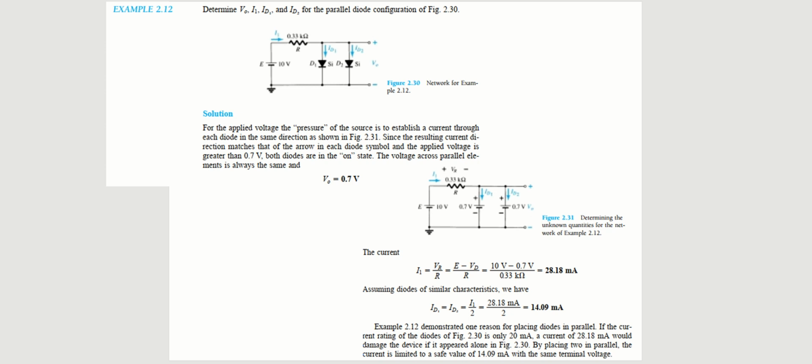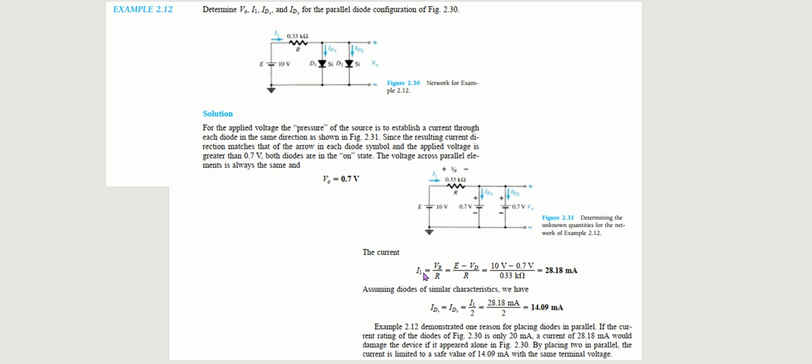So, beginning with the first example, we have example 2.12, in which we have been provided a parallel diode configuration that we have to determine V out, I1, ID1, and ID2. So, we have a 10 volts battery and a 0.33 kilo ohms resistor, and we have two diodes connected in parallel. So, this means that the same voltage would be across these diodes.